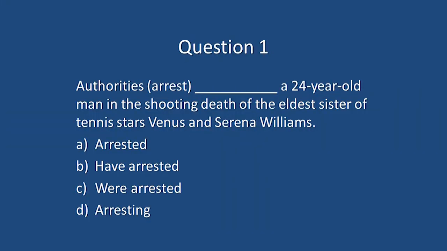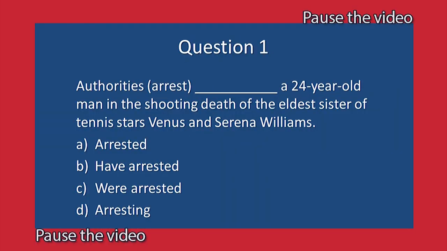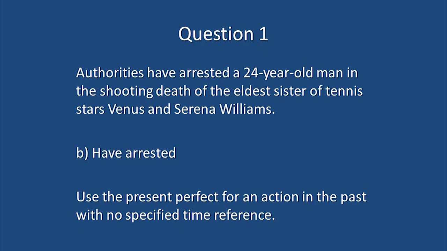Let's do two more exercises. Pause the video and choose the correct verb. Can you explain why? Okay, have arrested is correct. We use the present perfect for an action in the past with no specified time reference. The focus in sentences like this is on the action of the verb and not the details of when and where.